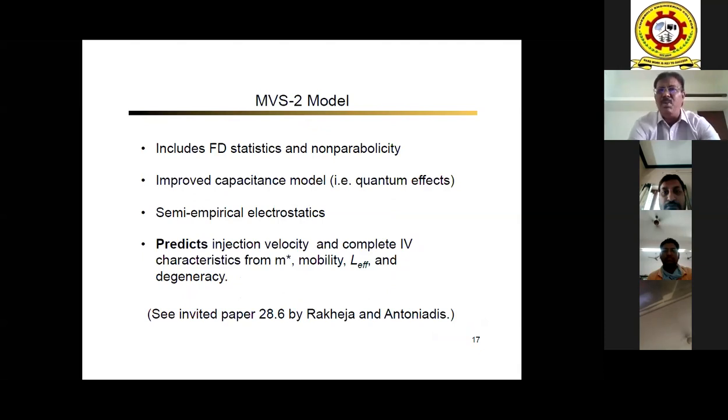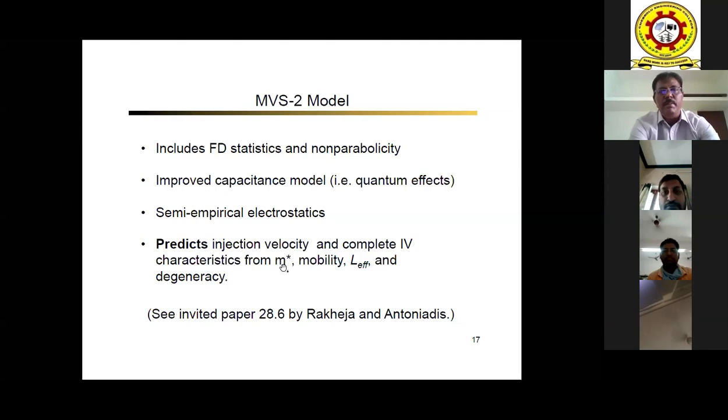Complete quantum models are not actually well versed with technocrats like us. So we still use classical mechanics with quantum mechanical confinement adoption. So, an improved capacitance model that is due to quantum effects. Then semi-empirical electrostatics. So this is what I'm telling, quasi-quantum mechanical effects. Then it predicts injection velocity, and complete IV characteristics are readily available as a benchmark.